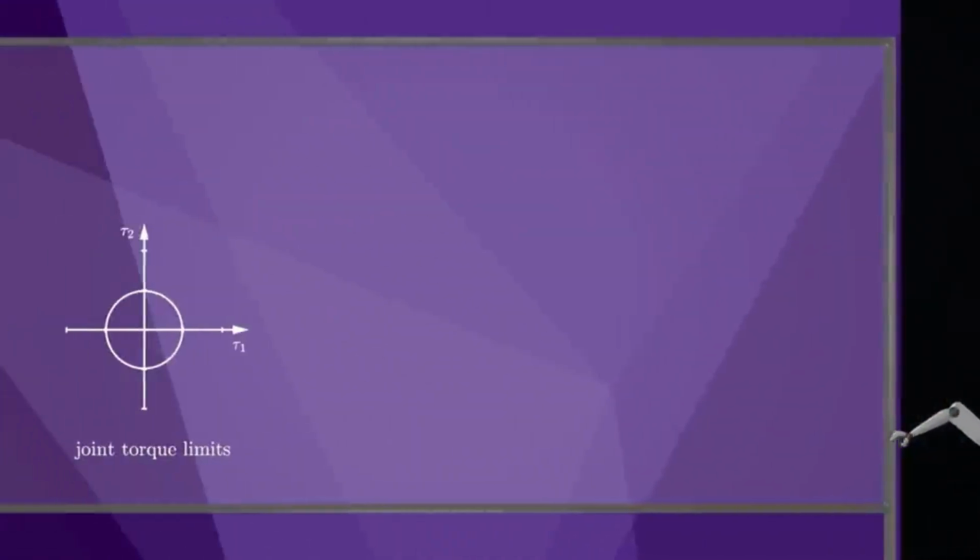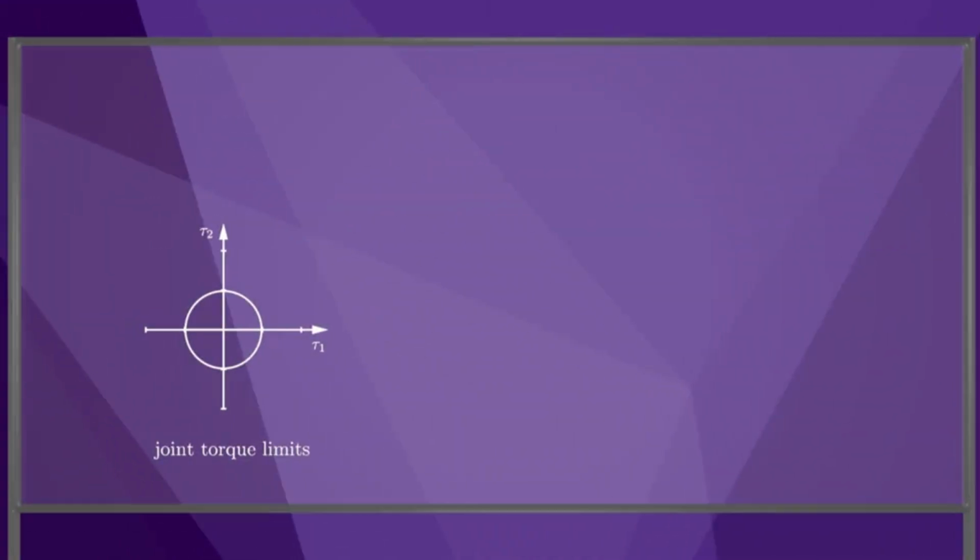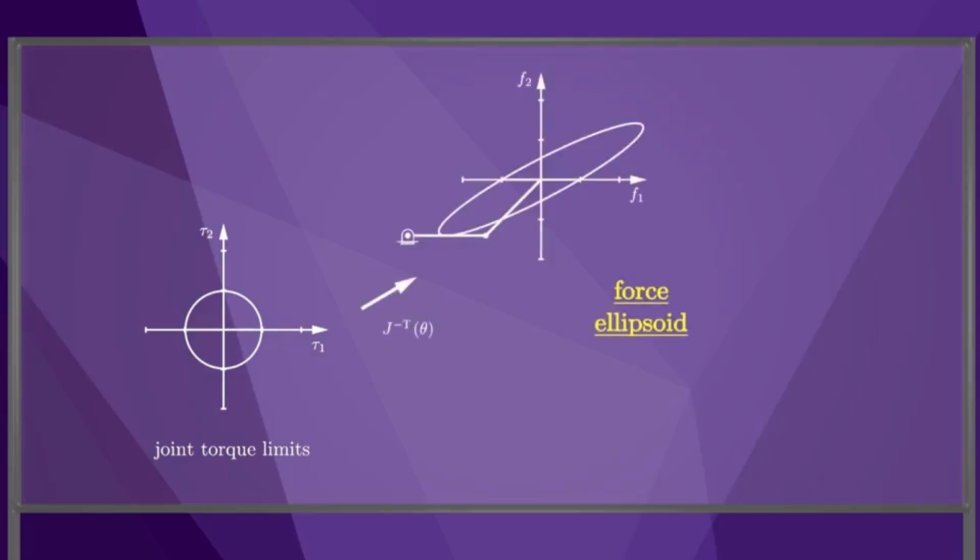It is common to consider joint torque limits that are circular or more generally spherical. In this case, the torque limits map to an end effector force ellipse or ellipsoid. As with the manipulability ellipsoid, the force ellipsoid depends on the configuration of the robot.